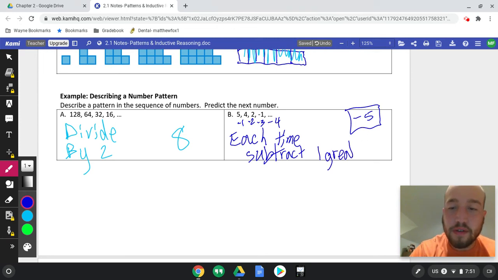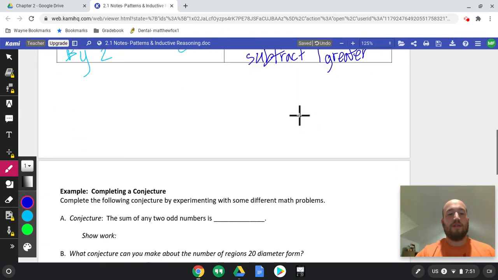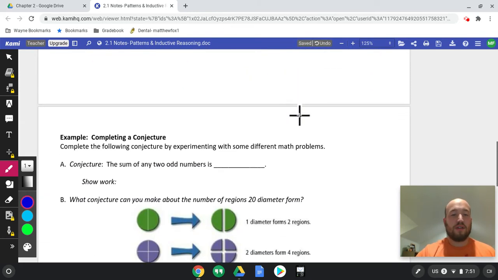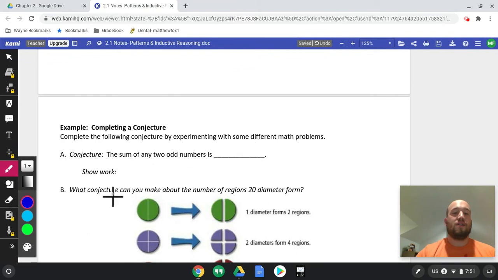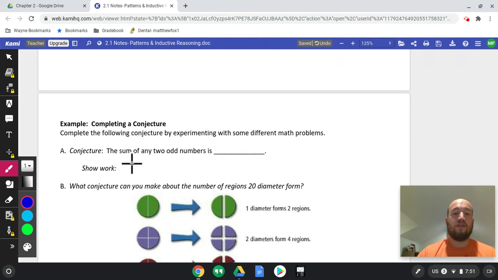All right, so now, those are numerical patterns. The next thing I want to talk about is our conjecture. And this is where we aren't going to formally prove it, but we're going to show several examples and kind of come up with some sort of conclusion that appears to be true. So the sum of any two odd numbers is blank. So first, sum means addition, and any two odd numbers, so like 1, 3, 5, 7, 9, 11, etc.